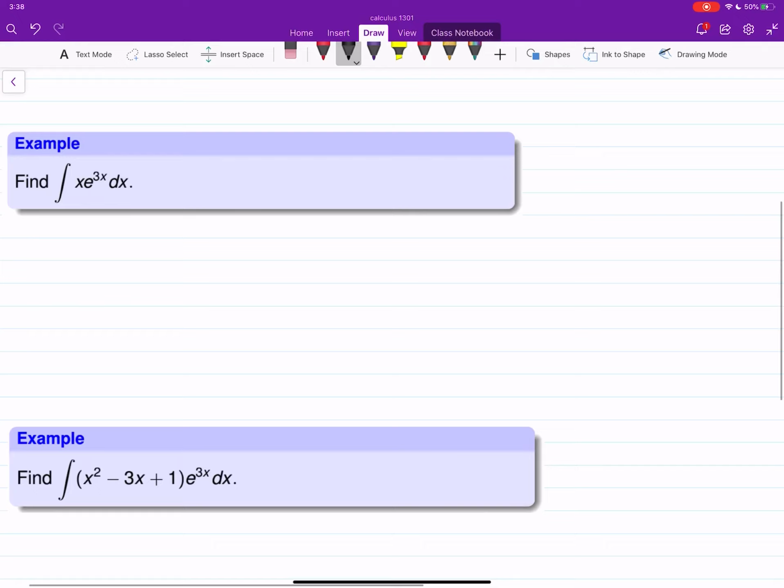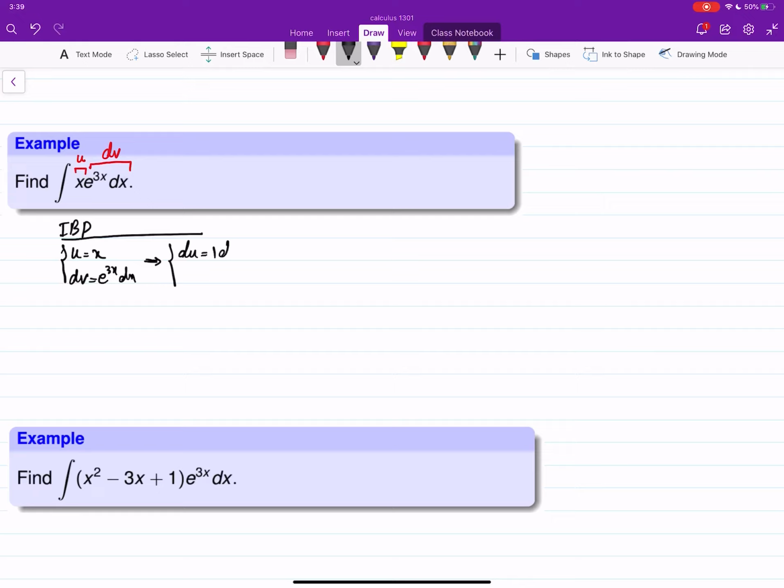Let me do the second example. Here again, I have x e to the power 3x. I will choose the polynomial to be my u. As we go on, you will notice why I'm choosing that to be my u in this class of functions. So the pattern I identify is that u I'm going to set to be x, and dv is going to be e to the power 3x dx. From that, du is going to be 1 times dx. And v is going to be the integral of dv, which is the integral of e to the power 3x dx.